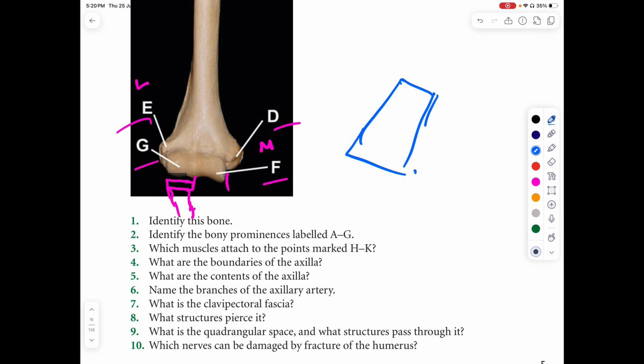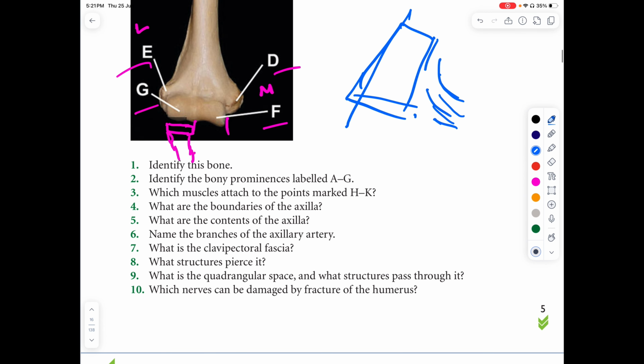Medially, there is anterior and posterior. Anterior is the pectoralis major and minor muscle. Then posteriorly you get subscapularis, teres major, latissimus dorsi muscle. The apex is formed by the cervicoaxillary canal, and the base is the axillary fascia. Medially you get the ribs and intercostal space, serratus anterior. Laterally you get the intertubercular groove.